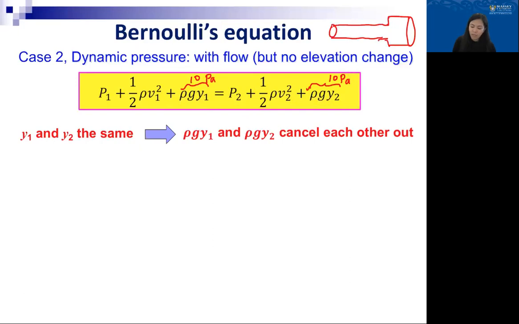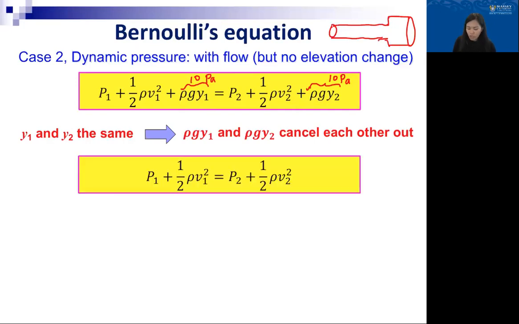Okay, and they appear at both ends of the equation. So if you subtract 10 pascals on the left side, you also need to subtract 10 pascals on the right side. In short, you can cancel rho g Y1 from the equation. And Bernoulli's equation reduces to P1 plus 1/2 rho V1 squared on the left side and P2 plus 1/2 rho V2 squared on the right side.